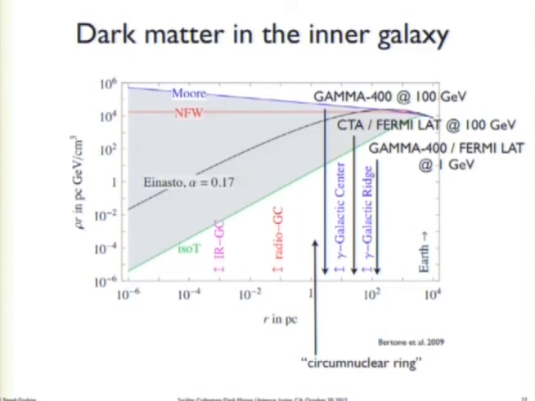Now, there's this other thing I've marked here, which is this circumnuclear ring, which is a ring that I guess has been discovered by radio observations of a whole lot of interstellar gas around the galactic center. And interstellar gas is something that is a great target material for cosmic rays to then produce gamma rays.